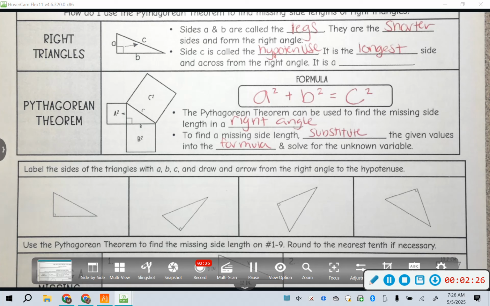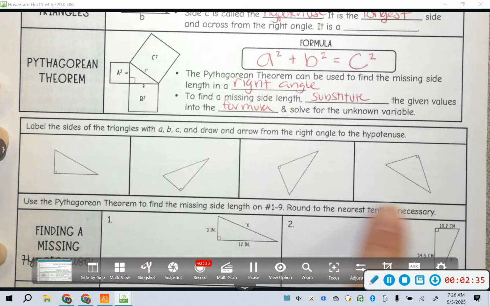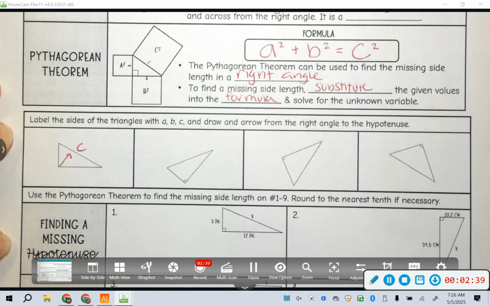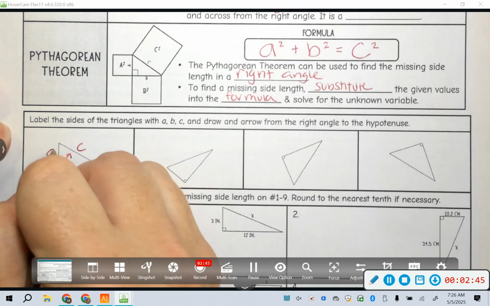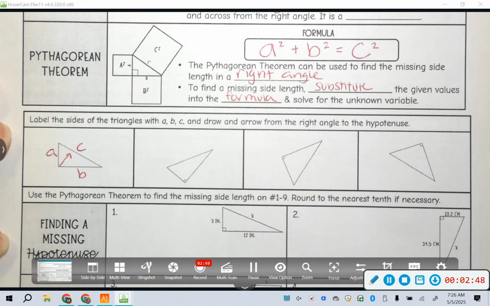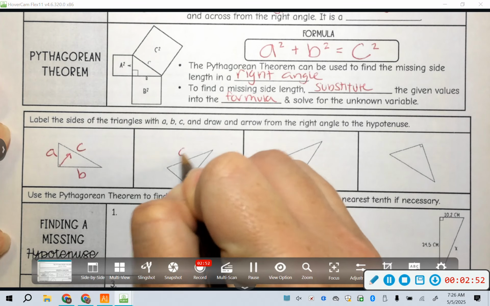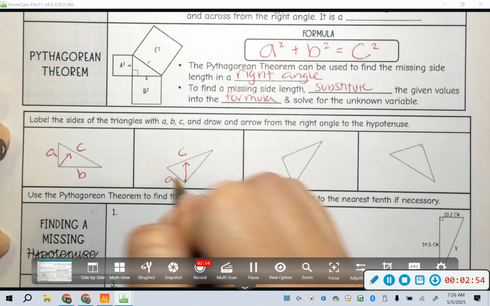So just so you know, usually A is the shortest side, but in the end, like I said, A and B don't matter. The only one that matters is C. So if we were just to label these, C is always diagonal from the right angle. Okay, and then we can say A and B. So again, C is always across from the right angle.